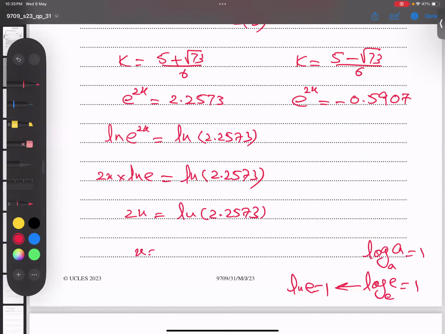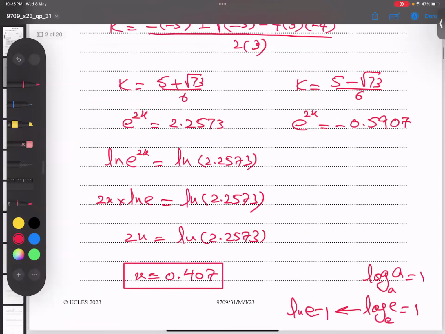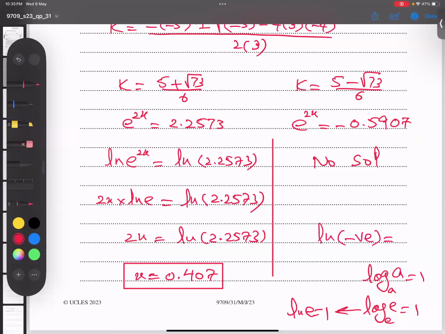So ln of 5 plus root 73 over 6, divided by 2, and my answer is 0.407. And you can ask, what about the second number? The second number is not possible, no solution, logic. When I take the logarithm of both values as I have taken here, the log of a negative value is undefined. So look, I'm writing the rule: whenever logarithm of a negative, you can check in the calculator, any such number will give you undefined. So that is why it will not give you any answer. And I hope you got the point very clear.